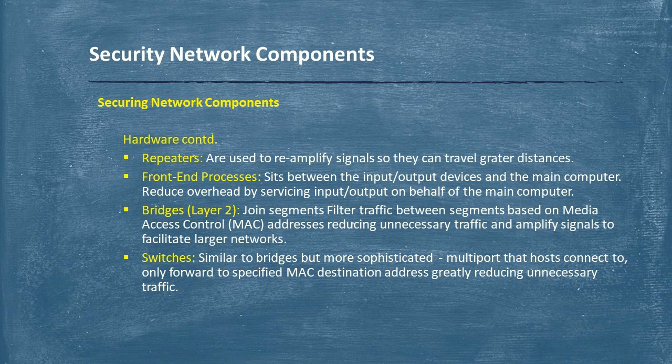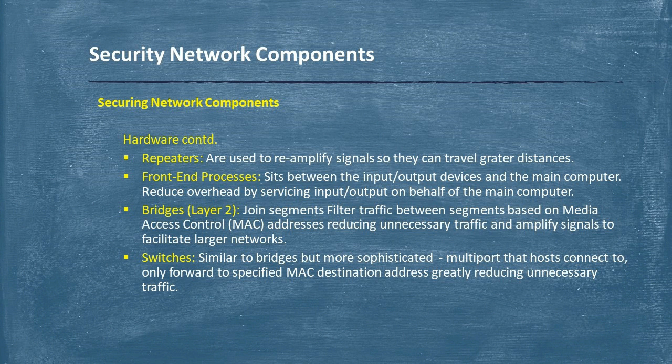A front-end processor sits between input and output devices and the main computer, and reduces the overhead by servicing input-output on behalf of the main computer. The main computer can be dedicated to the processing of important applications, whereas the input-output requests can be taken care of by the front-end servers.